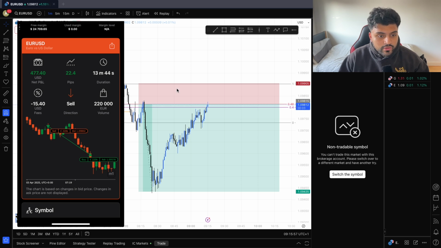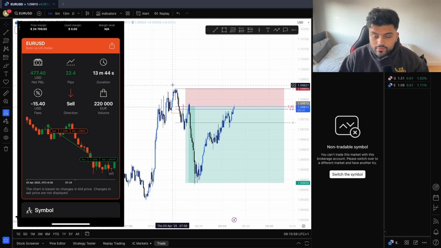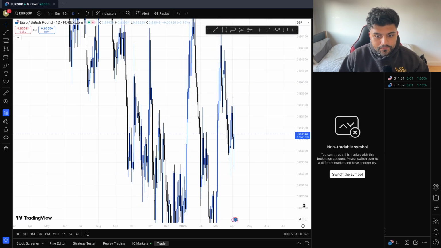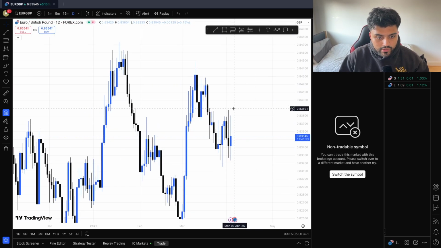I took this trade on a 25k prop firm challenge as well as my personal account, so I just want to go over this really quickly. If we go to Euro GBP, my daily bias is that we are bearish, okay?